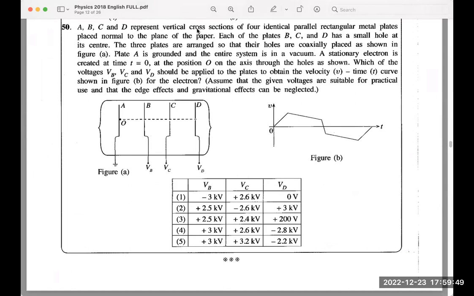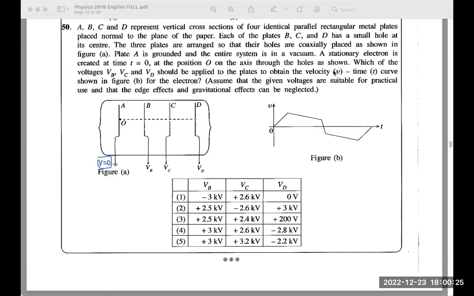Let's see. A, B, C and D represent vertical cross sections of 4 identical parallel rectangular metal plates placed normal to the plane of the paper. Each of the plates A, B, C and D has a small hole at its center. The plates are arranged so that their holes are coaxially placed as shown in the figure. Plate A is grounded. Plate A is grounded means, people, the potential at plate A will be 0. That is the meaning of grounded. And the entire system is in vacuum.